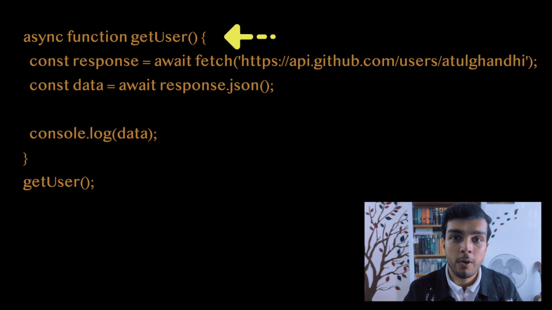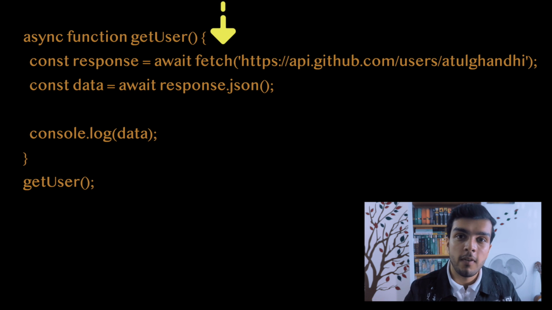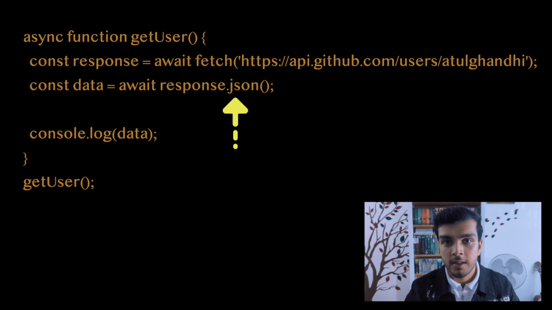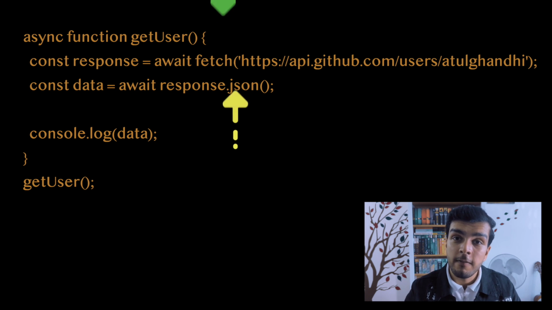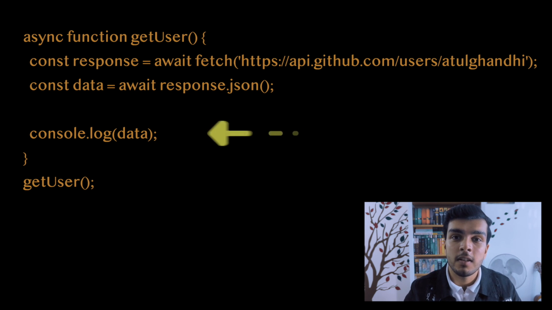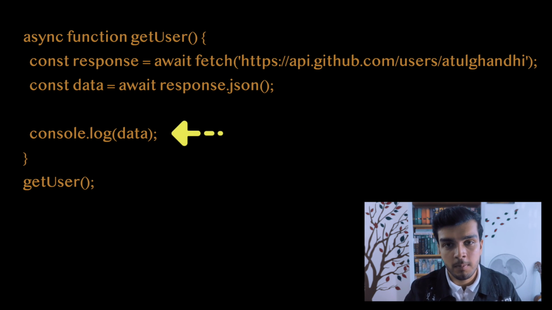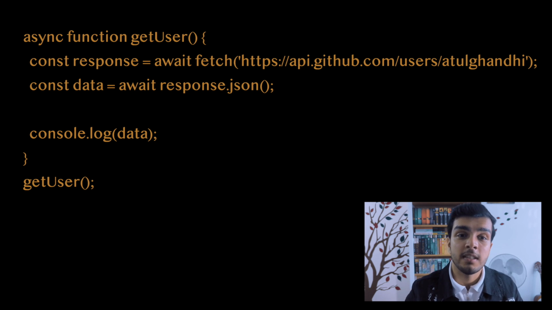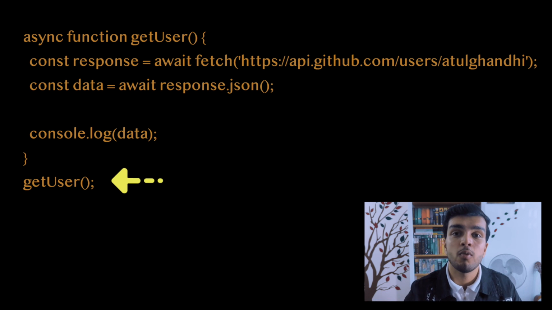So in the first line, we're creating an async function called getUser. We're then making an API call to fetch my profile details from GitHub, and we're then turning this JSON response into a JavaScript object using the .json function. Now, both the fetch function and the .json function require the await keyword because we want to wait for those functions to finish doing their thing before we move on to the next line of code. Otherwise, the whole function would break. And lastly, inside the function, we're logging our newly created JavaScript object to the console. And finally, outside the function, we're calling our function to actually run the code we just wrote.